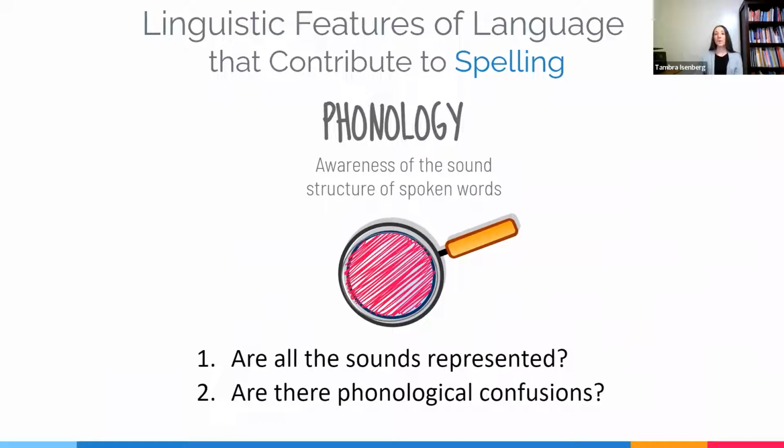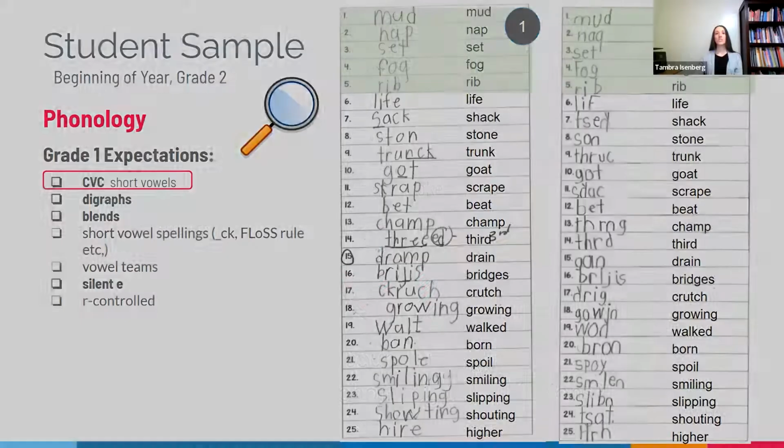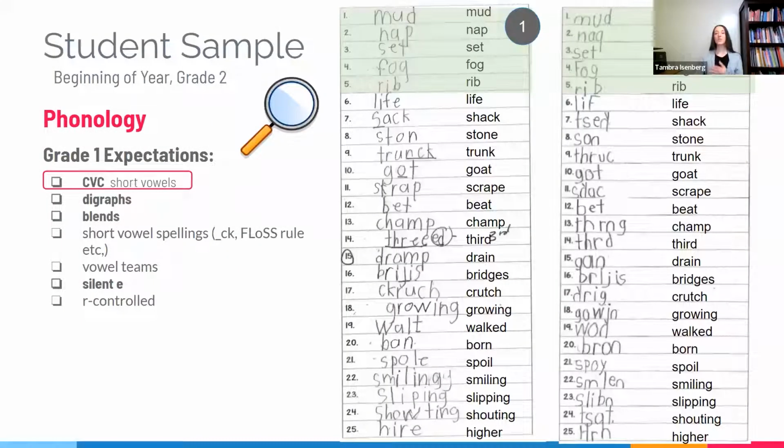And we're going to ask the 2 questions: are all the sounds represented? And are there any phonological confusions? So on your screen, you'll see those 2 spelling samples. We need to not only frame our thinking around those lenses, but also think about grade level expectations. I want to keep in mind what's been taught in my scope and sequence already and what spelling patterns we haven't gotten to, because if the teachers haven't taught it yet, we can't expect the students to apply it yet.